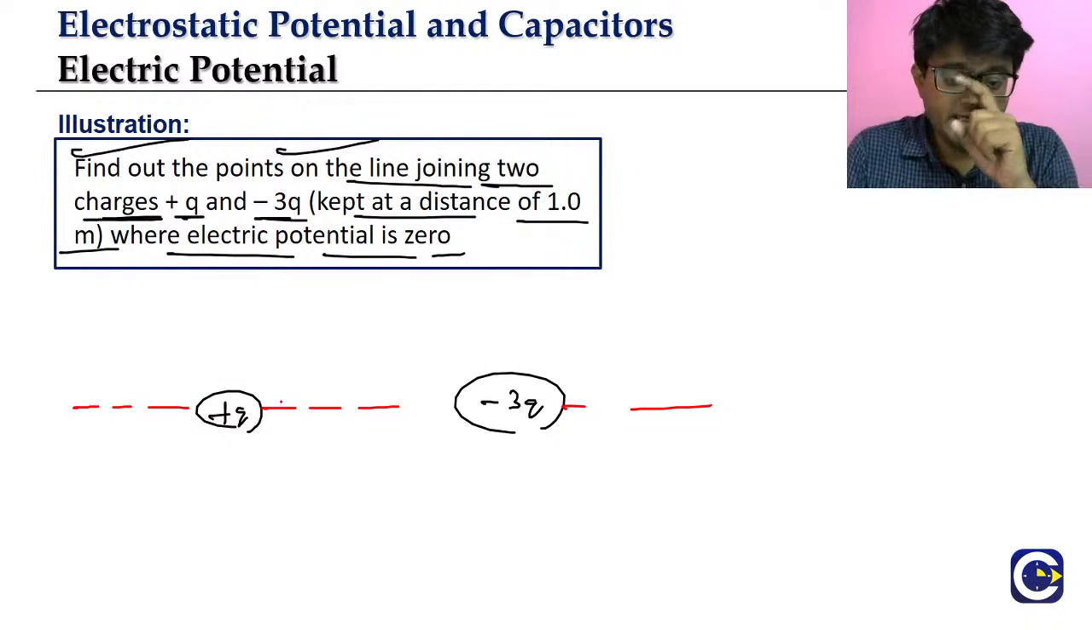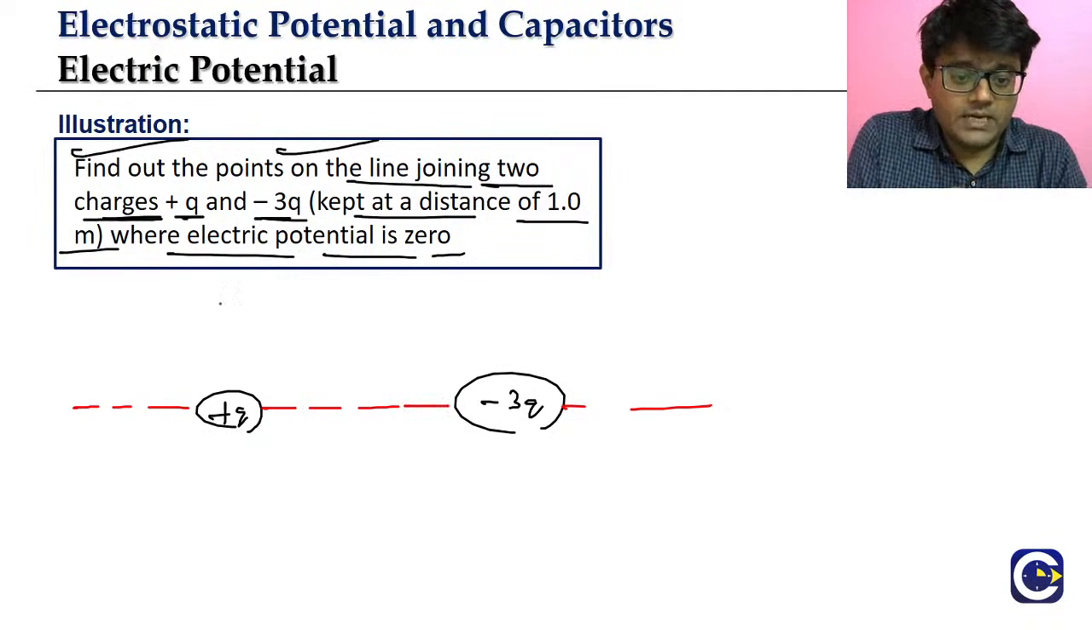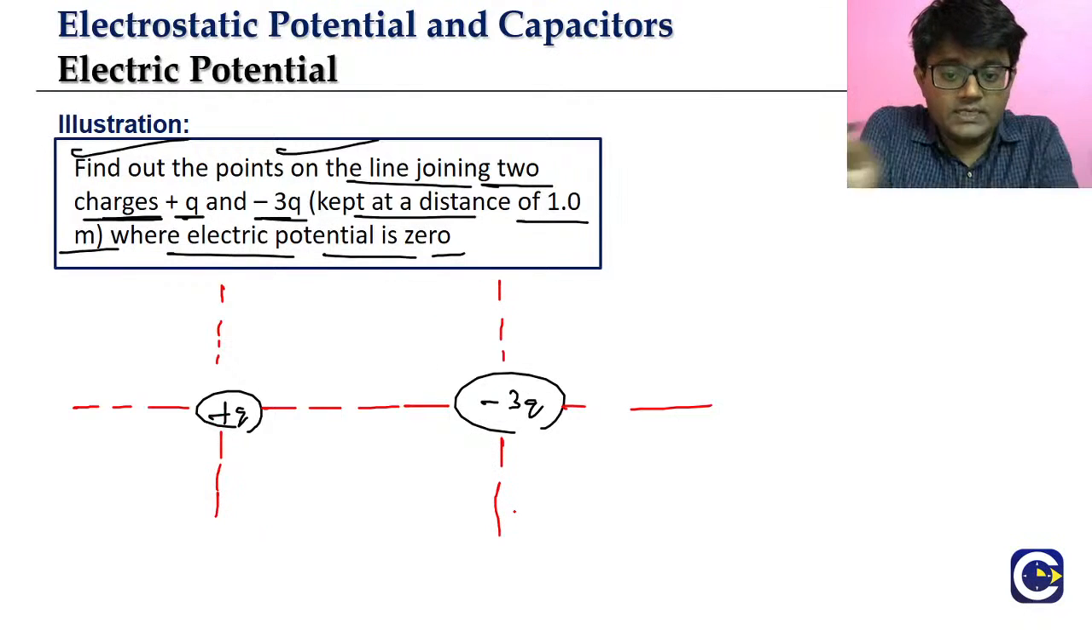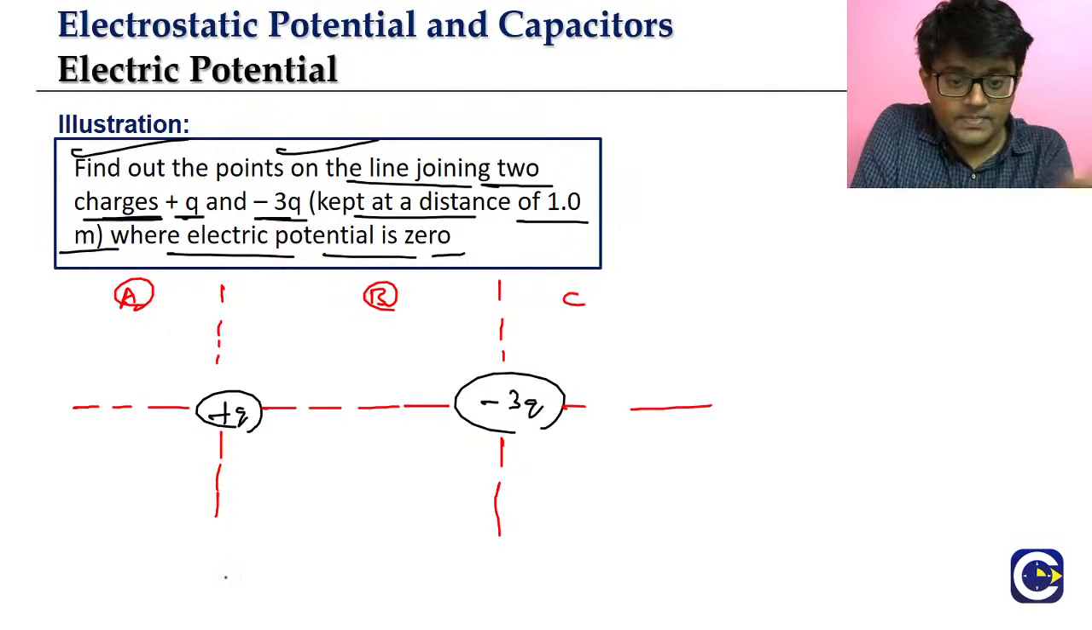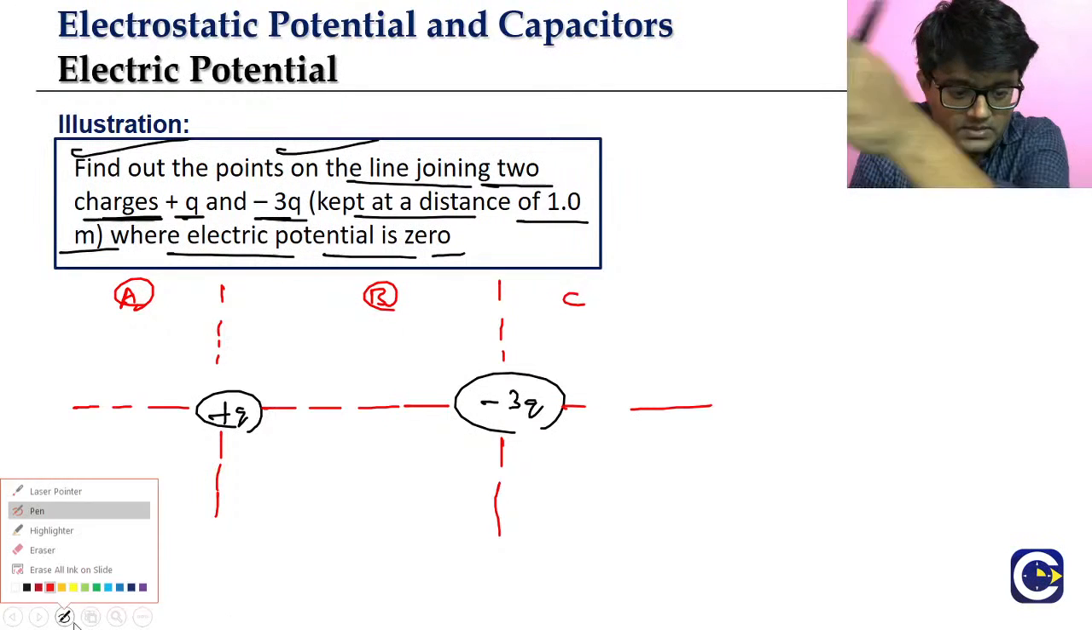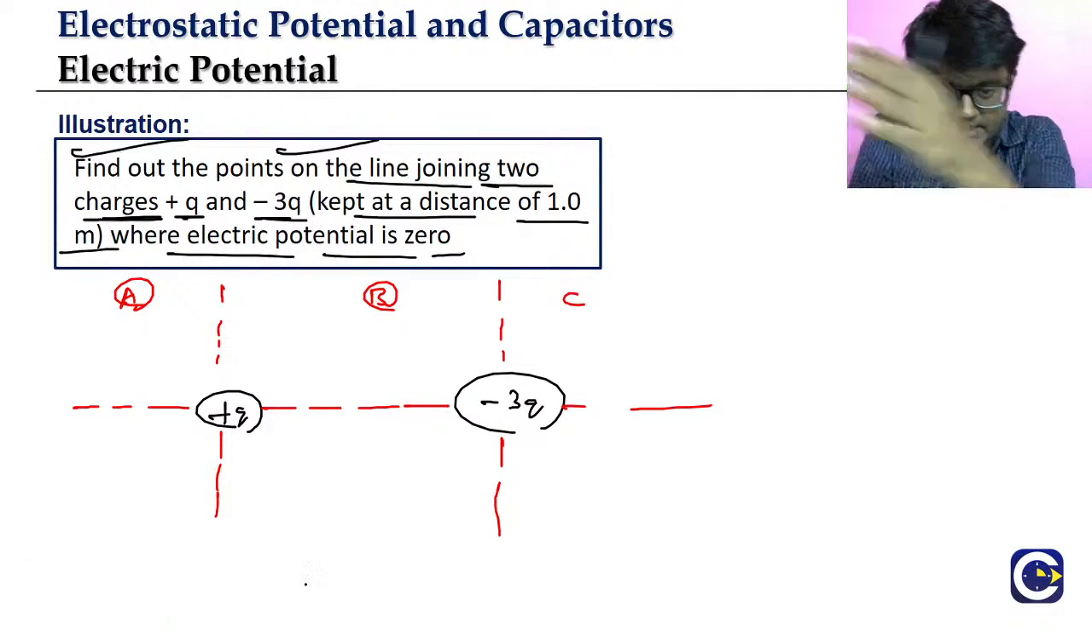Look here. Like we discussed for the electric field, we can split this line joining the charges into region A, region B, region C. This side is region A, in the middle region B, and the right side is region C.